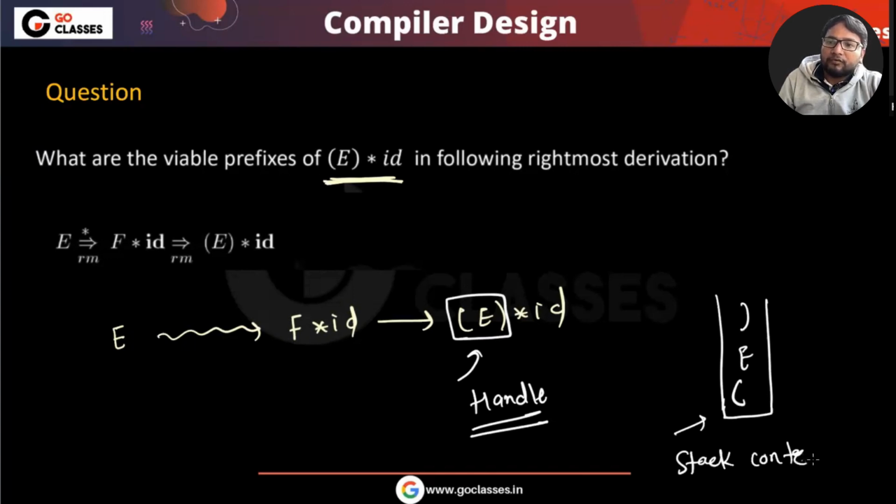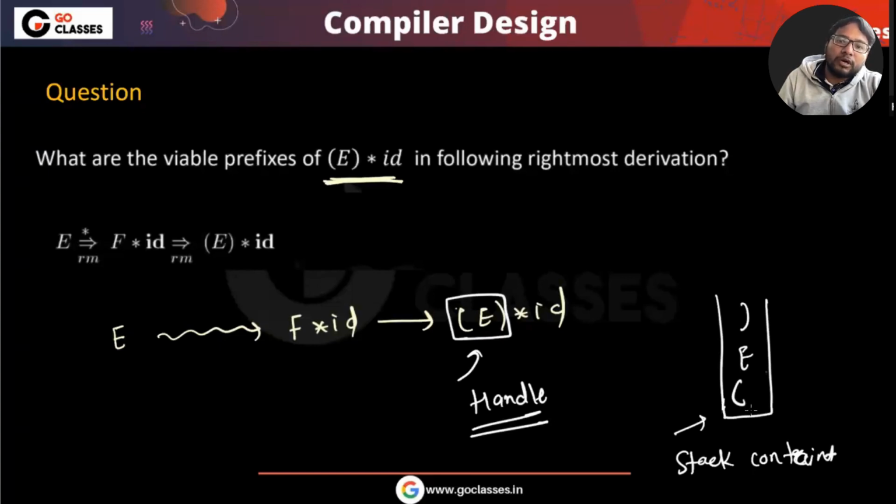See, if you are parsing this particular string, maybe you are parsing something and then you got this, or maybe you are parsing only this particular string. Then at that point in time, you will be pushing this, and finally you will be reducing that to capital F, right? That's how you will be doing. So you will say that this is the stack content.